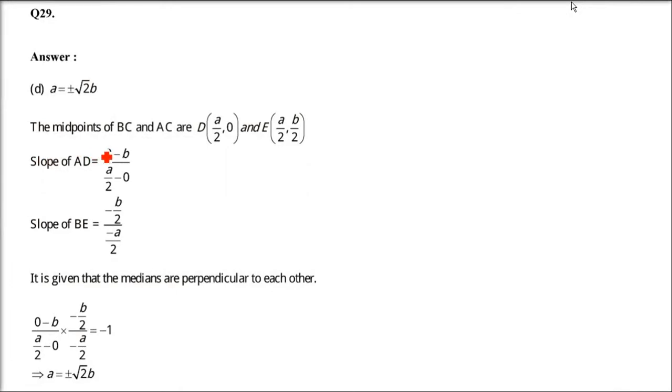This is question number 29. The medians AD and BE of a triangle with vertices A(0, b), B(0, 0) and C(a, 0) are perpendicular to each other. If... So what is provided to us?